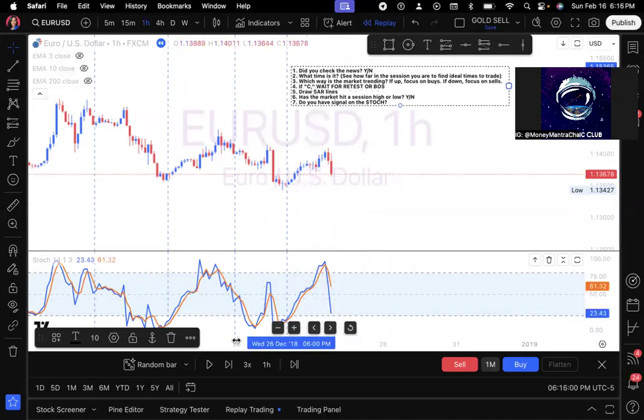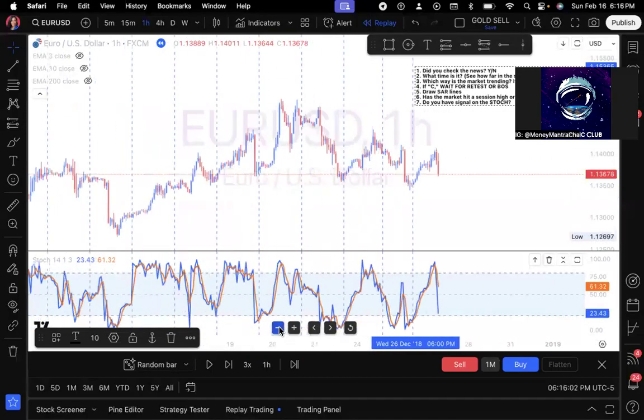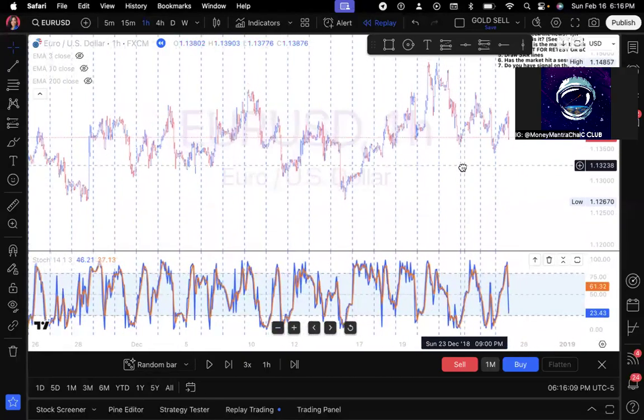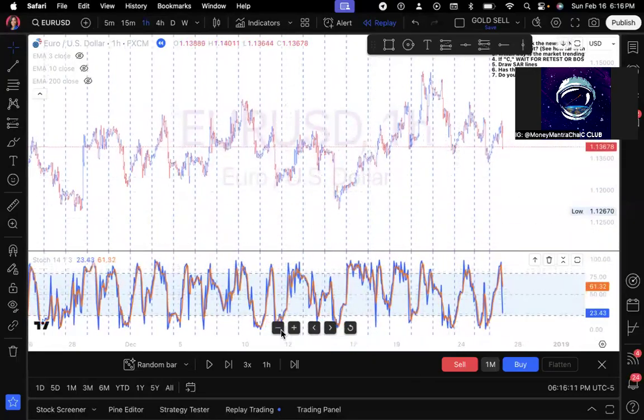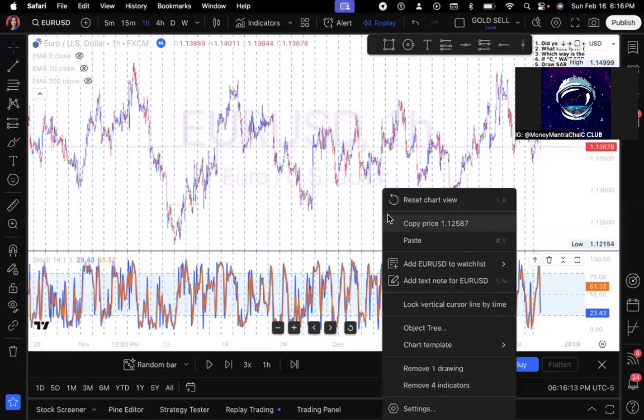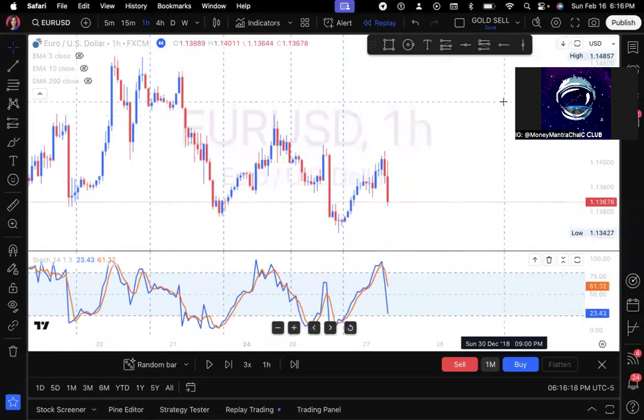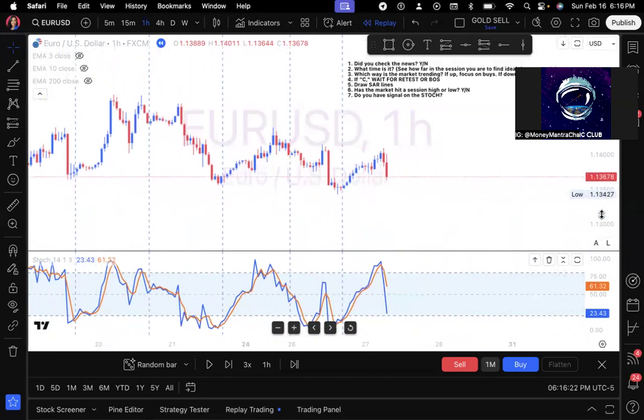So the next thing you want to ask yourself is, is the market trending up or down? And if you can't see the trend from where you are, you can just literally zoom out. And it looks like this market has been consolidating for a very long time. It doesn't appear to be moving up or down. So that's actually going to influence what we're going to do next in this trade. So the next step I say is if the market is trending up, focus on buys. If it's trending down, focus on sells. If consolidating, wait for the retest or break of structure.